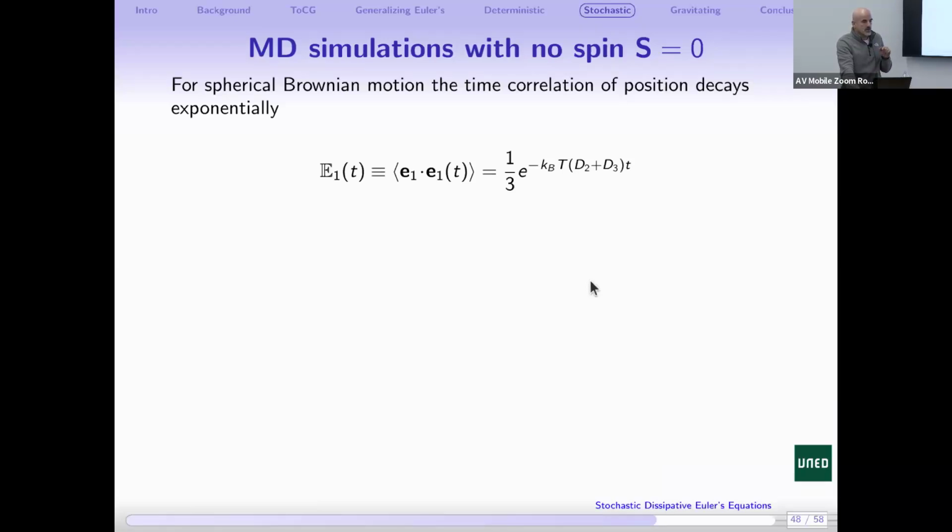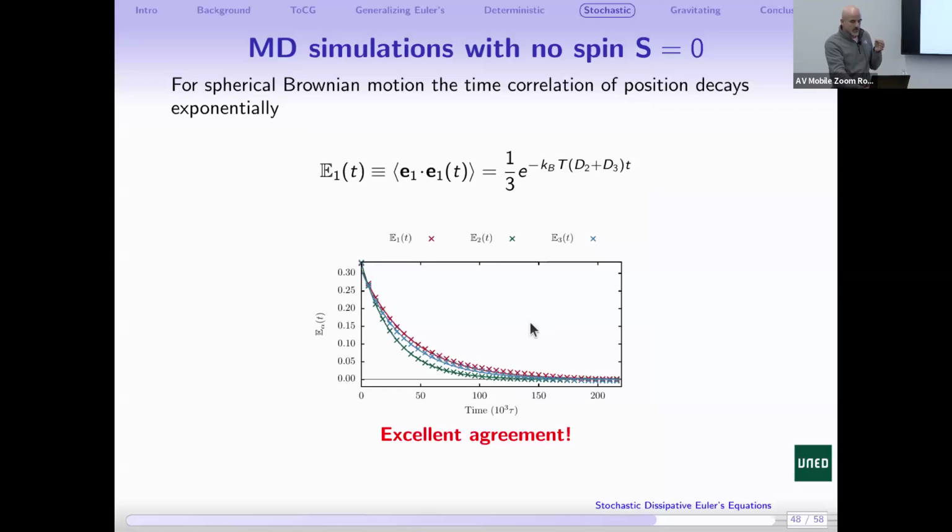For the Brownian motion of a particle on the sphere, you can prove that the correlation of the position of the vector decays exponentially. And this is what appears here. This is the correlation as a function of time of the 3 eigenvectors. The lines are the theory, the crosses are the MD simulation, and we have an excellent agreement. There is a fit here that allows us to measure the orientational diffusion coefficients. But the decay is exponential. So, okay.